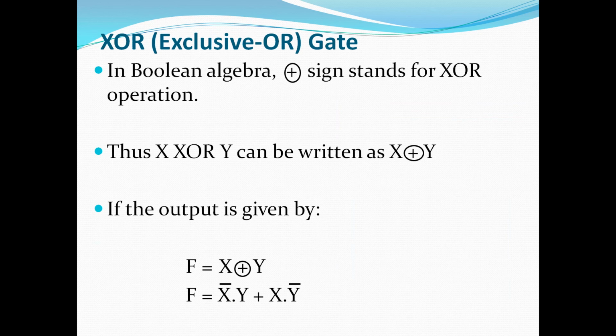Before that, we use the symbol, the plus with a circle. This symbol stands for the XOR operation. So X XOR Y can be written as X, then the symbol, then Y. So X XOR Y means the expression is X dash Y plus X Y dash.